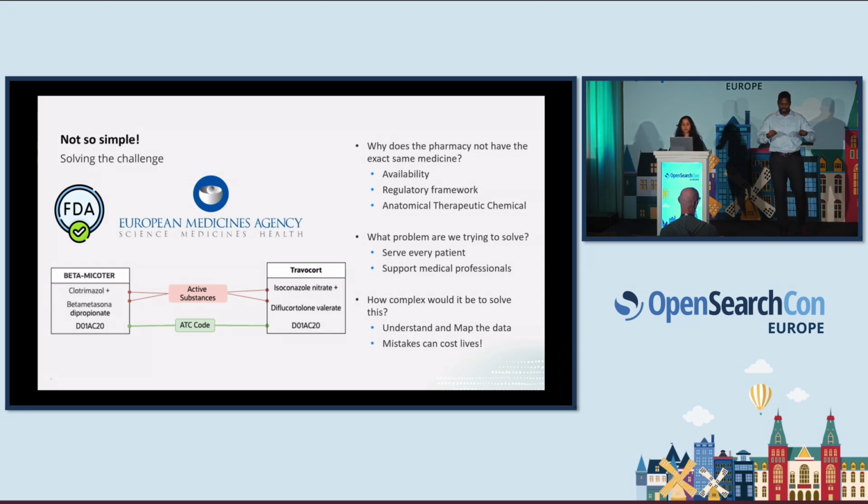So to come back to these two drugs, they don't have the same name, they don't have the same active substances, but they have the same ATC code. So you're able to serve your customer or your patient in your pharmacy. And this is the first problem we're trying to solve, obviously. The second point is that if you have a system where you can map across these products, you will be able to support your medical professionals. And this, again, across the globe.